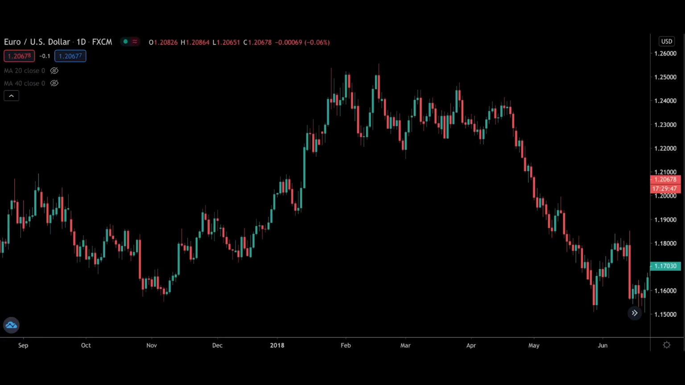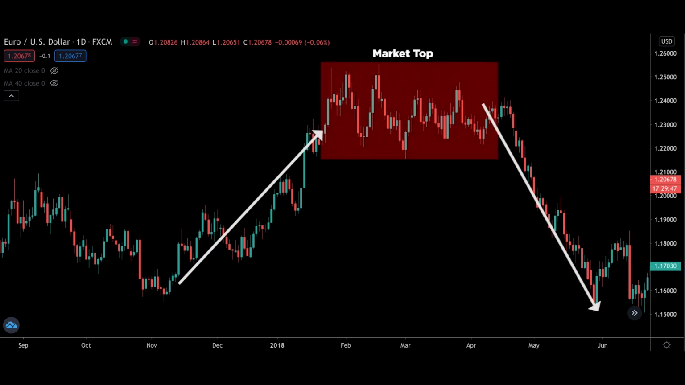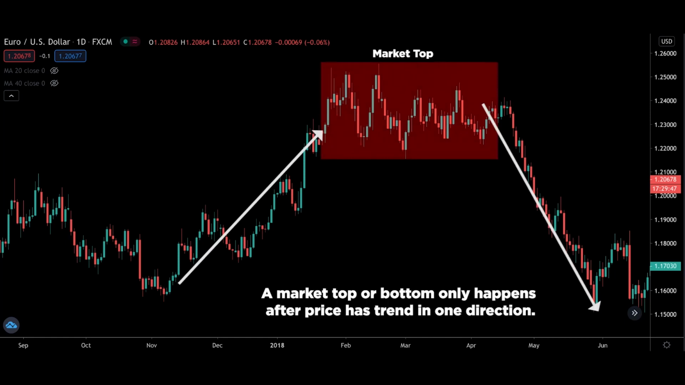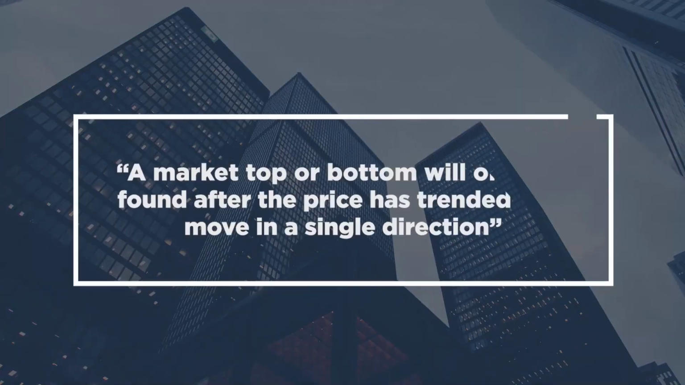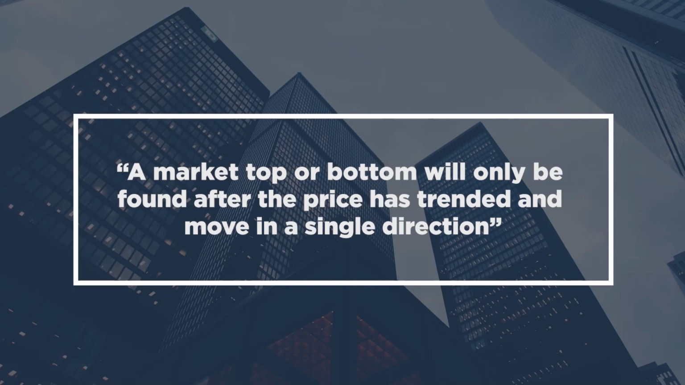Earlier, I explained that we want to use Finviz to predict market tops and bottoms. Well, a market top or bottom only happens after price has trended in one direction. This pointer is crucial, so I will repeat this. A market top or bottom will only be found after the price has trended and moved in a single direction. You will not find a market top or bottom if the price has not yet moved in a massive way.